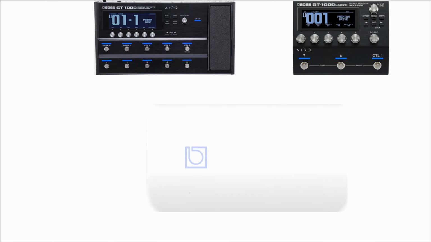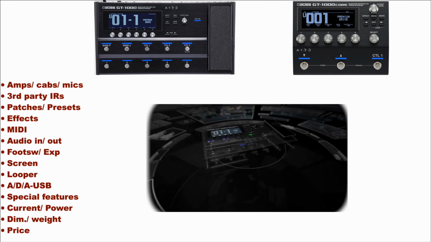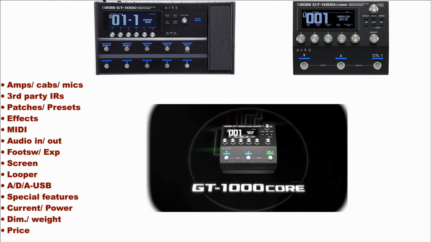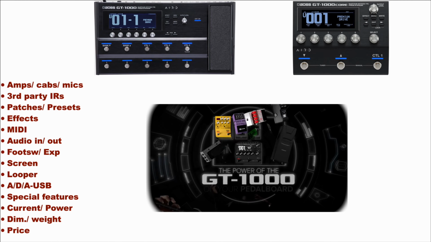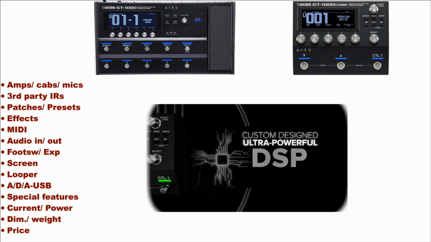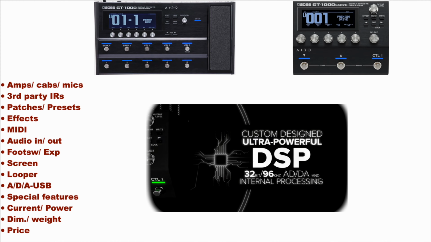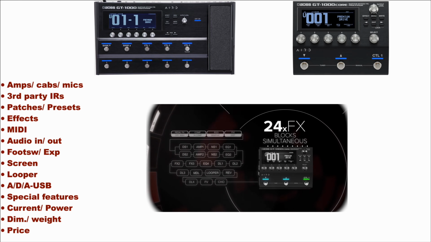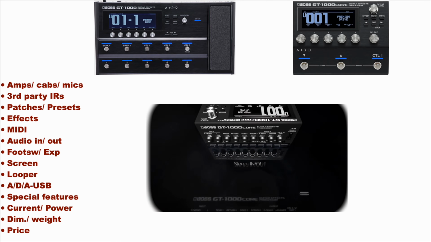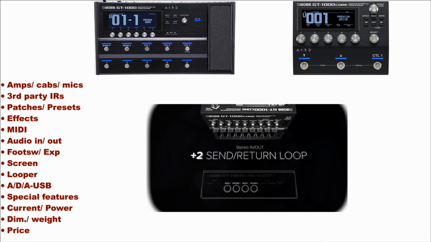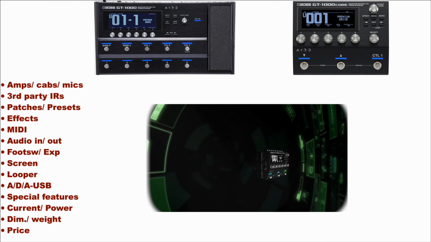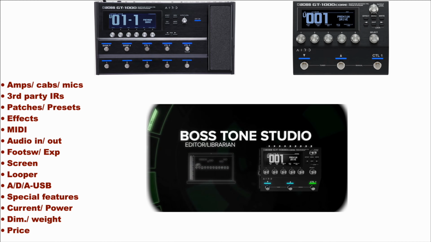We will now check the differences between the two units among the following parameters: number of amps, cabs and microphones built-in, third-party IRs availability, number of banks, patches and presets, number of effects and effect chain management, MIDI possibilities, audio inputs and outputs, footswitches and expression pedal availability, screen size, looper capabilities, ADA conversion and USB channels, special features available with the two units, current power, dimension, weight and price. Please notice that I will visually highlight the differences using green and red colors. Green when the difference is a plus and red when it is a con.